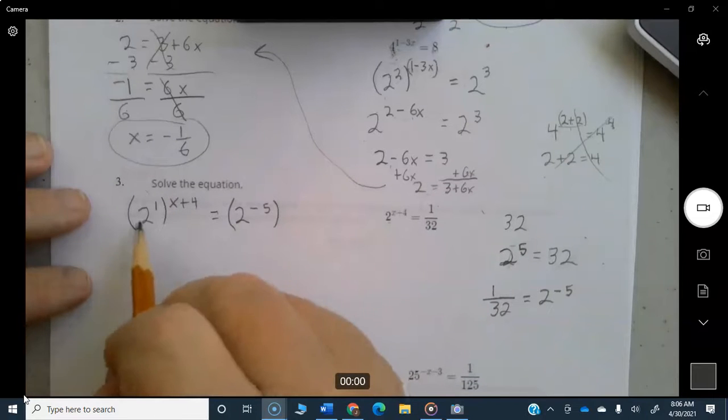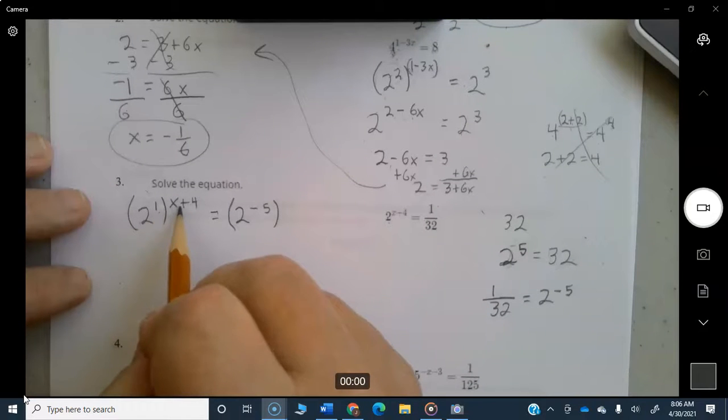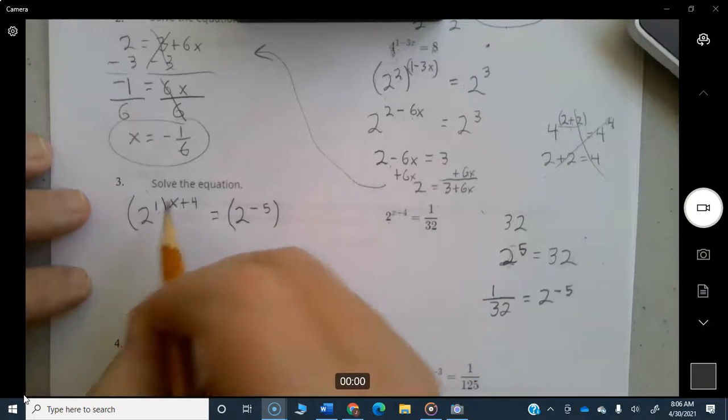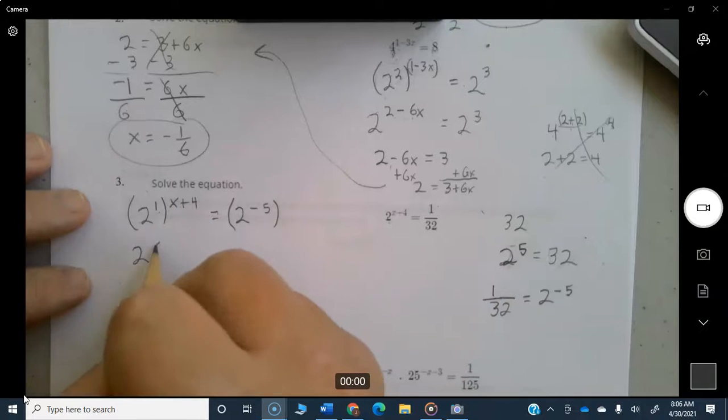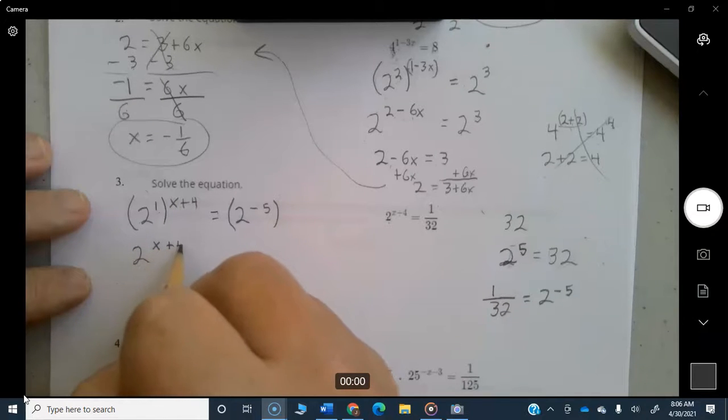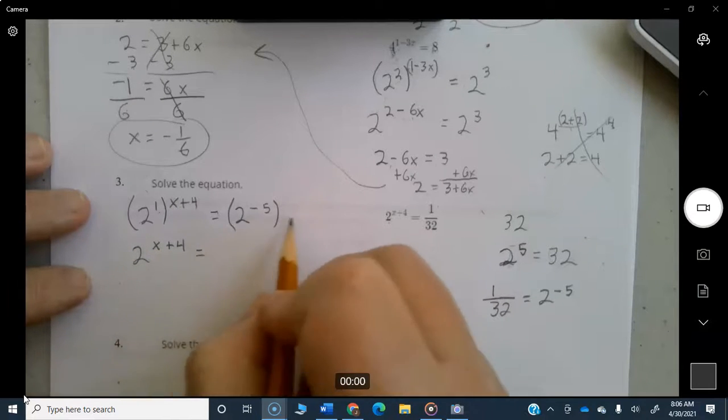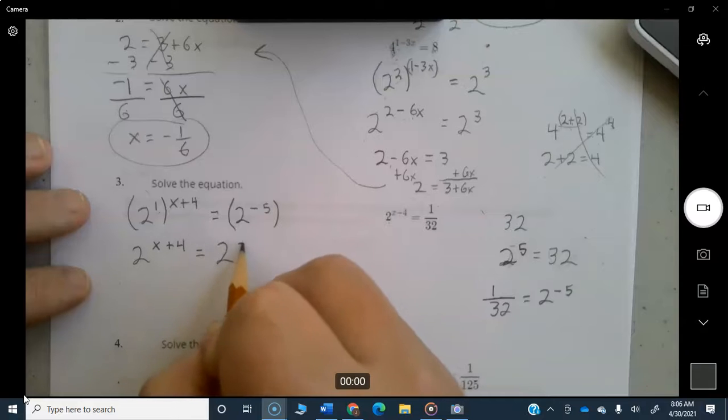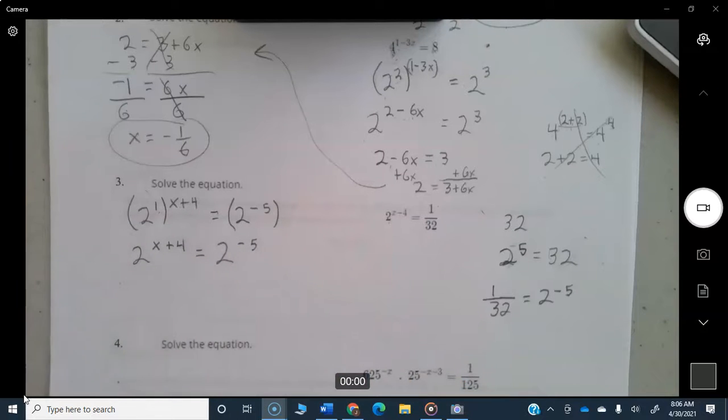Alright, so let's distribute this. Well, 1 times x is x, and 1 times 4 is 4, so that didn't change anything. So it's 2 to the x plus 4. And over on the right, we can just get rid of the parentheses. Equals 2 to the negative 5th.